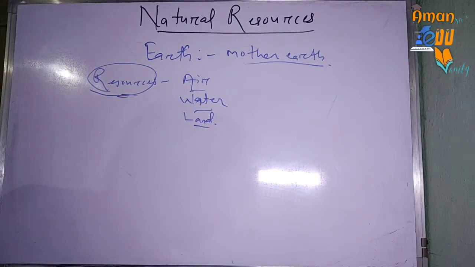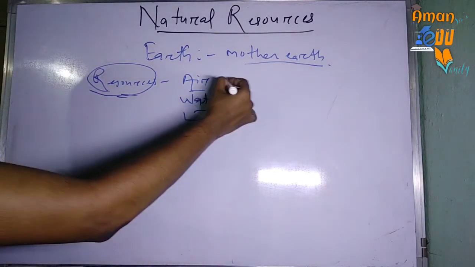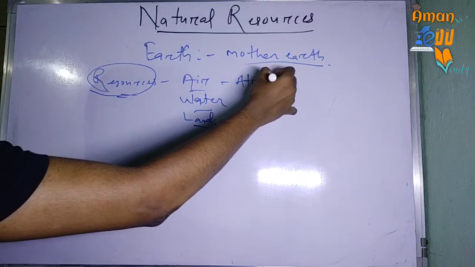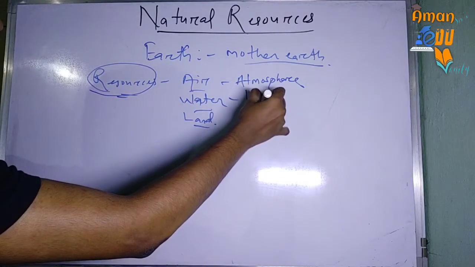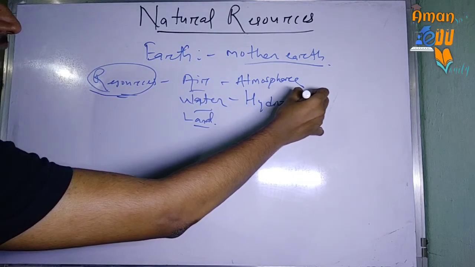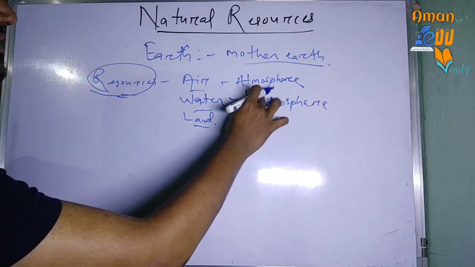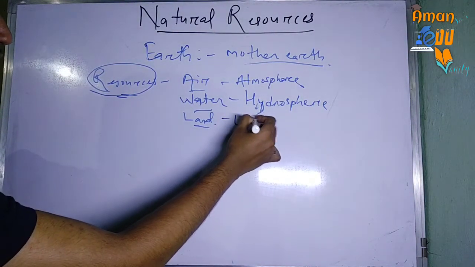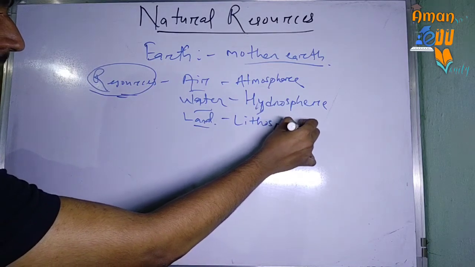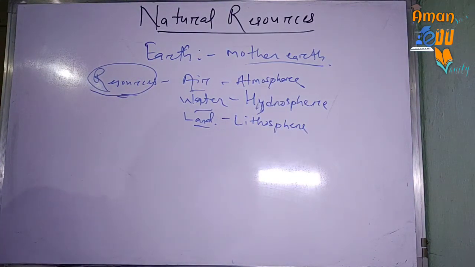Okay, so the air that covers the whole earth, forming a blanket around the earth, is called the atmosphere. Then the water part of the earth, made up of surface water and groundwater, underground water, is called the hydrosphere. Hydro means water, so it is called the hydrosphere. And the land part of the earth is called the lithosphere. So these are the 3 different parts of the planet earth: atmosphere, hydrosphere and lithosphere.